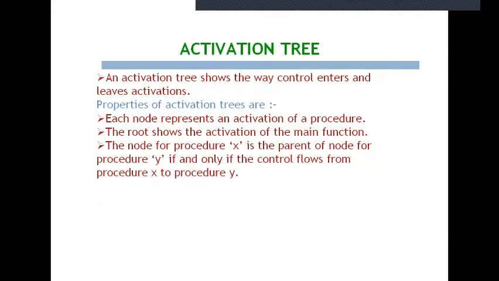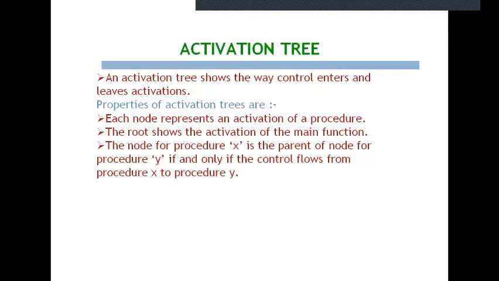So this is about activation records. Next, we are going to see about the activation tree. An activation tree shows the way the control enters and leaves an activation record, how we are entering into the activation record and how we are leaving. All this information is shown in a pictorial form, which is called the activation tree.